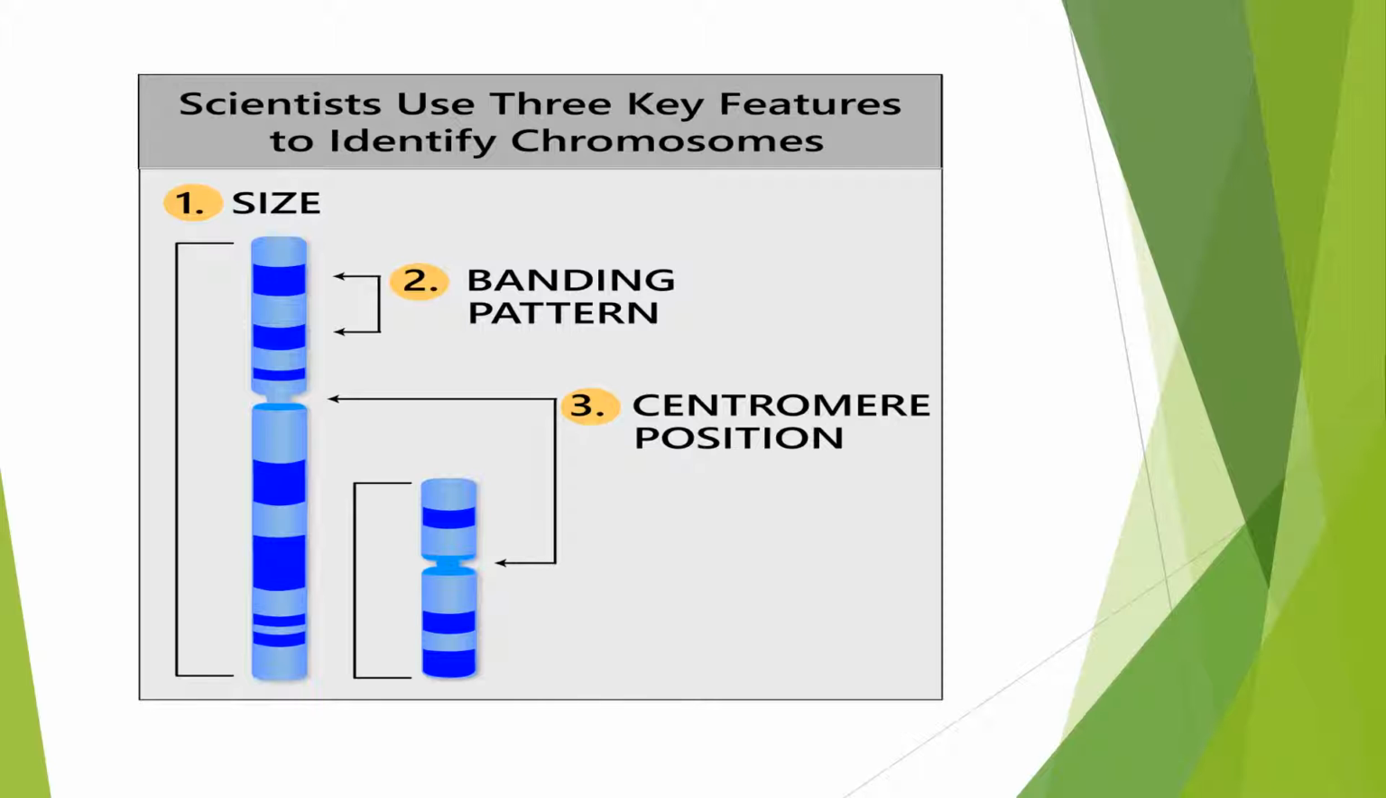So scientists use 3 key features to identify chromosomes. Number 1, the size of a chromosome. This is the easiest way to tell chromosomes apart, just by looking at their size. Next, we have the banding pattern. This, again, can help us with euchromatin and heterochromatin visualization. And third, we have the centromere position, which is important in mitosis and meiosis.